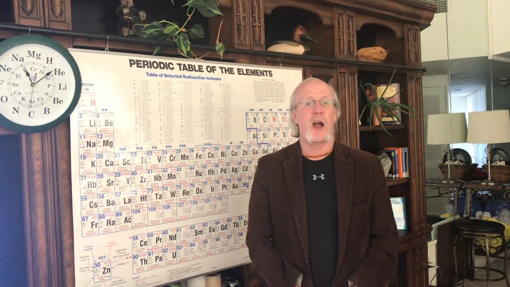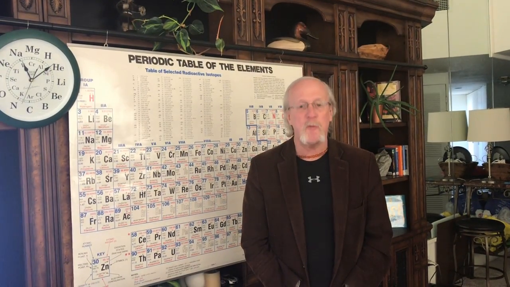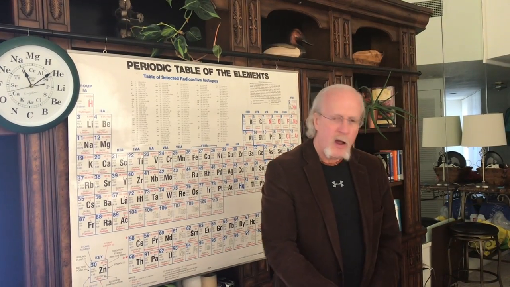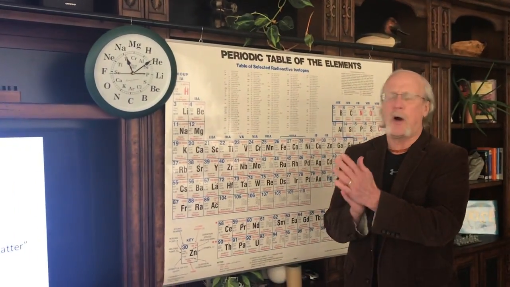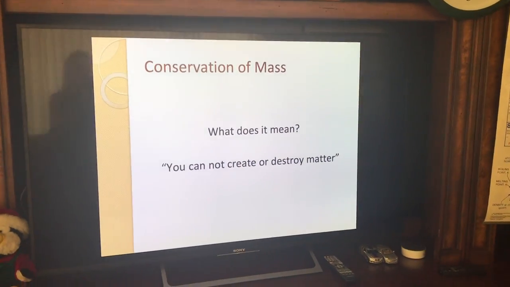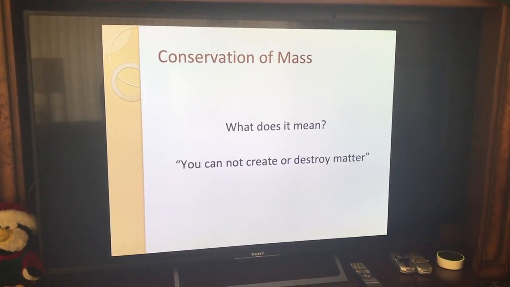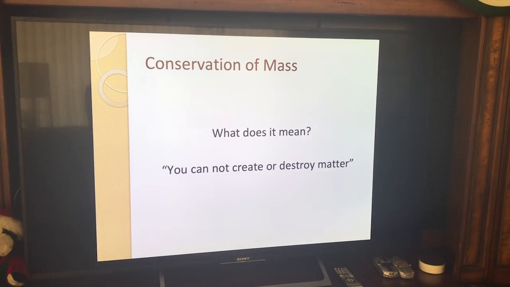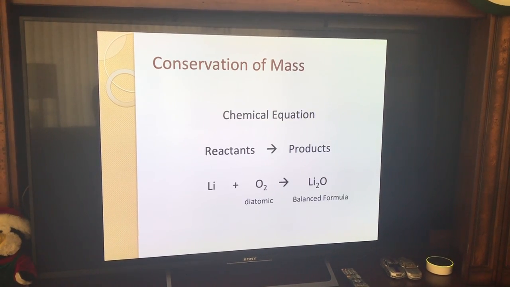But at any rate, conservation of mass, I know Annie would know, Fred knows, conservation of mass means you cannot create or destroy matter. So if that's the case, then we need to be able to incorporate that into our thoughts as we begin to work with chemical equations.